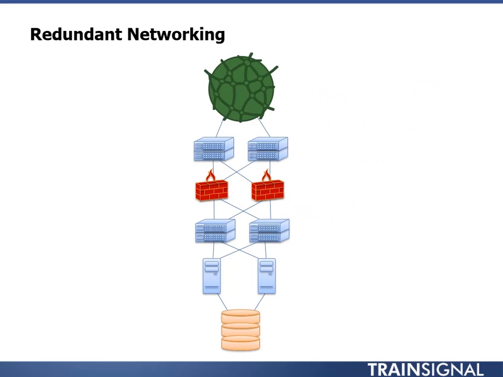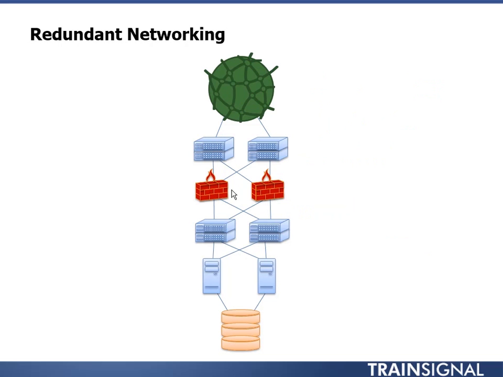This ugly diagram shows redundant networking. Up at the top we have the public internet there, represented strangely in green. And in this organization we have redundant connections to the internet. That way if this ISP connection fails, all the traffic can be rerouted through this backup connection.